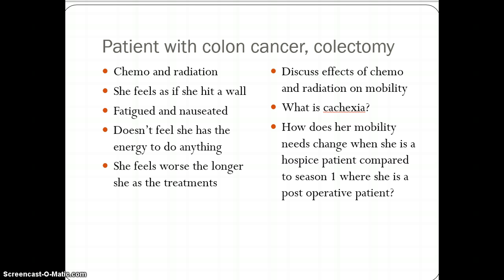When we look at what is cachexia, that is a term that is for wasting of the muscle, wasting of the body tissue as a result of that immobility. And the immobility for these cancer patients sometimes is compared to the post-op patient that has that.